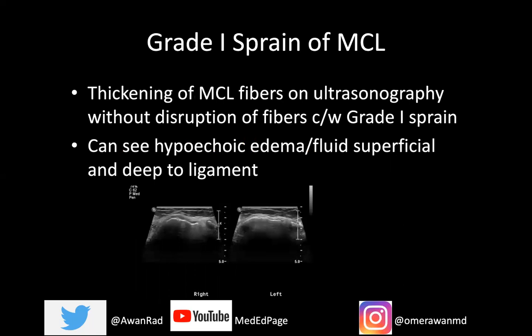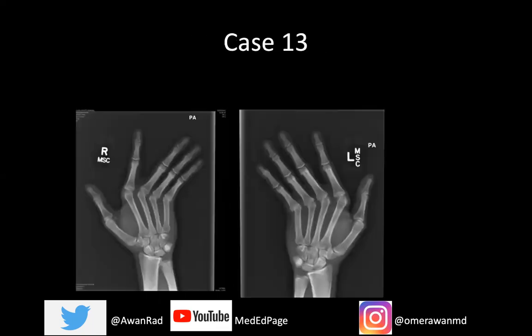Okay, so very analogous to what we would expect on an MRI if we were diagnosing a grade 1 sprain of the medial collateral ligament. Case 13, we have bilateral radiographs of the hands. Notice that there is ulnar deviation at the level of the MCP joints, at the 2nd through 5th joints. There are no erosions here, right? There's nothing else aside from ulnar deviation at the MCP joints.